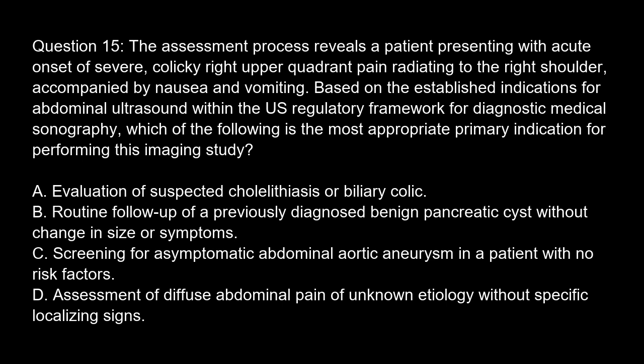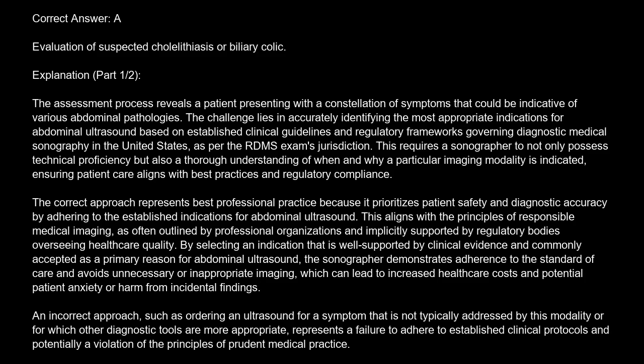Option B. Routine follow-up of a previously diagnosed benign pancreatic cyst without change in size or symptoms. Option C. Screening for asymptomatic abdominal aortic aneurysm in a patient with no risk factors. Option D. Assessment of diffuse abdominal pain of unknown etiology without specific localizing signs. The correct answer is A. Evaluation of suspected cholelithiasis or biliary colic.